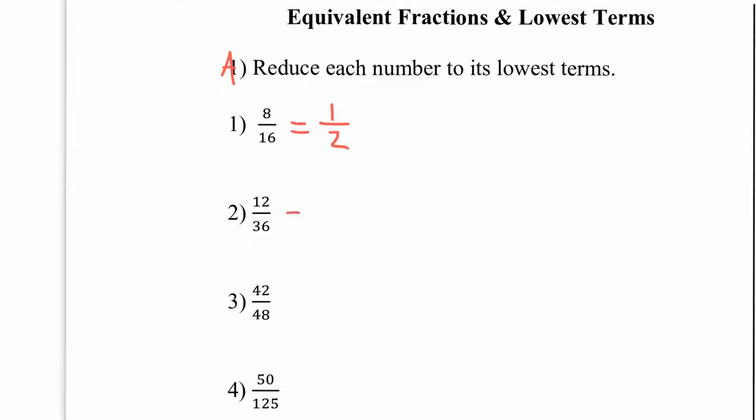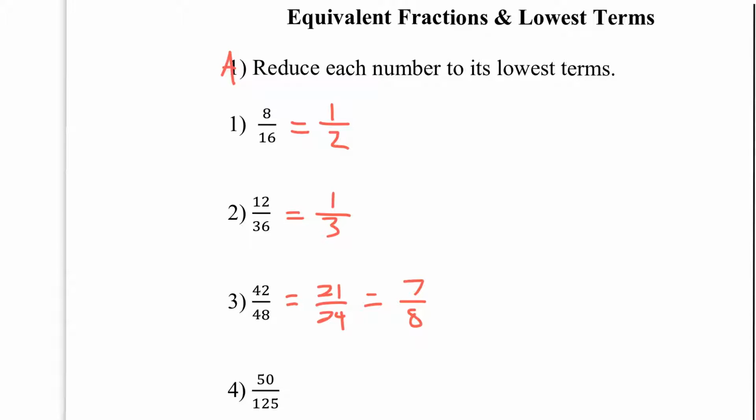Let's take a look at the next one, 12 and 36. You can divide 12 into itself one time and 12 into 36 three times. That reduces to a third. Let's look at 42 and 48. Getting bigger numbers. Let's say that all you can think of is 2. 2 goes into 42 21 times. 2 goes into 48 24 times. It's not all the way reduced because you can divide both those numbers by 3. 21 divided by 3 is 7. 24 divided by 3 is 8. So that reduces to its lowest terms of 7/8.